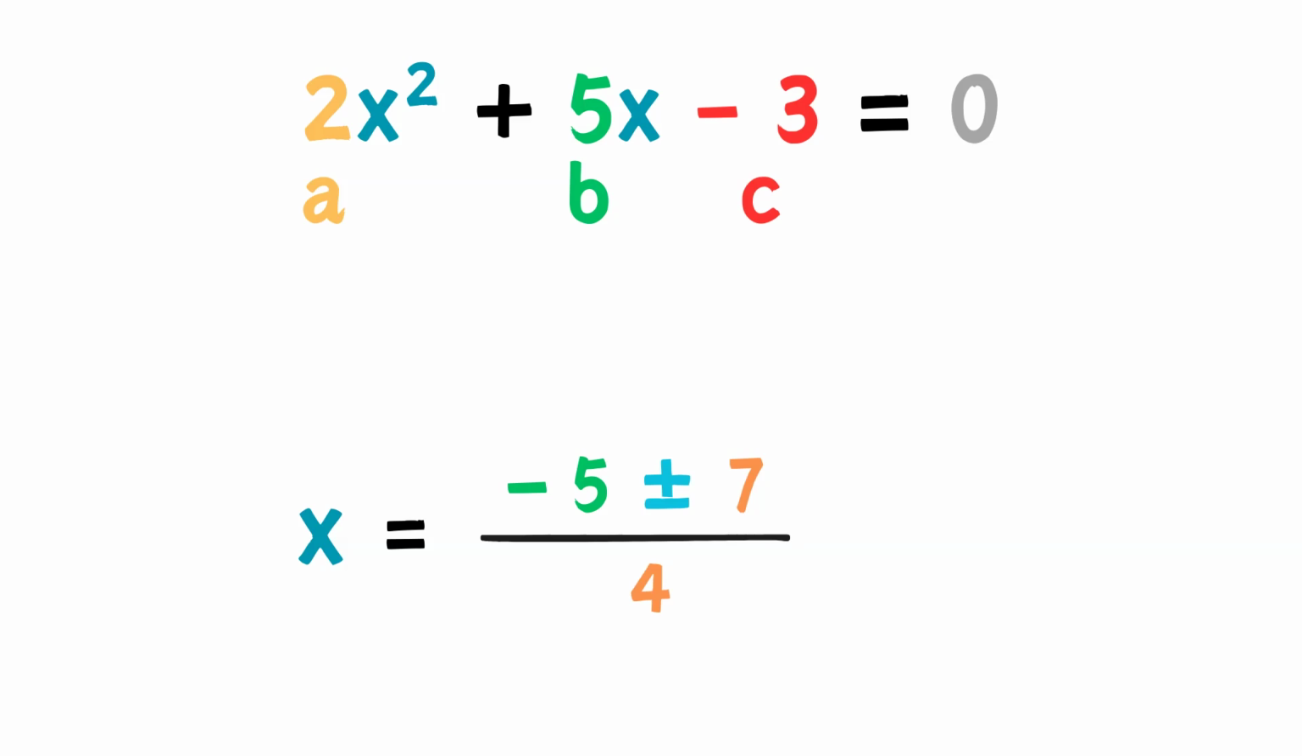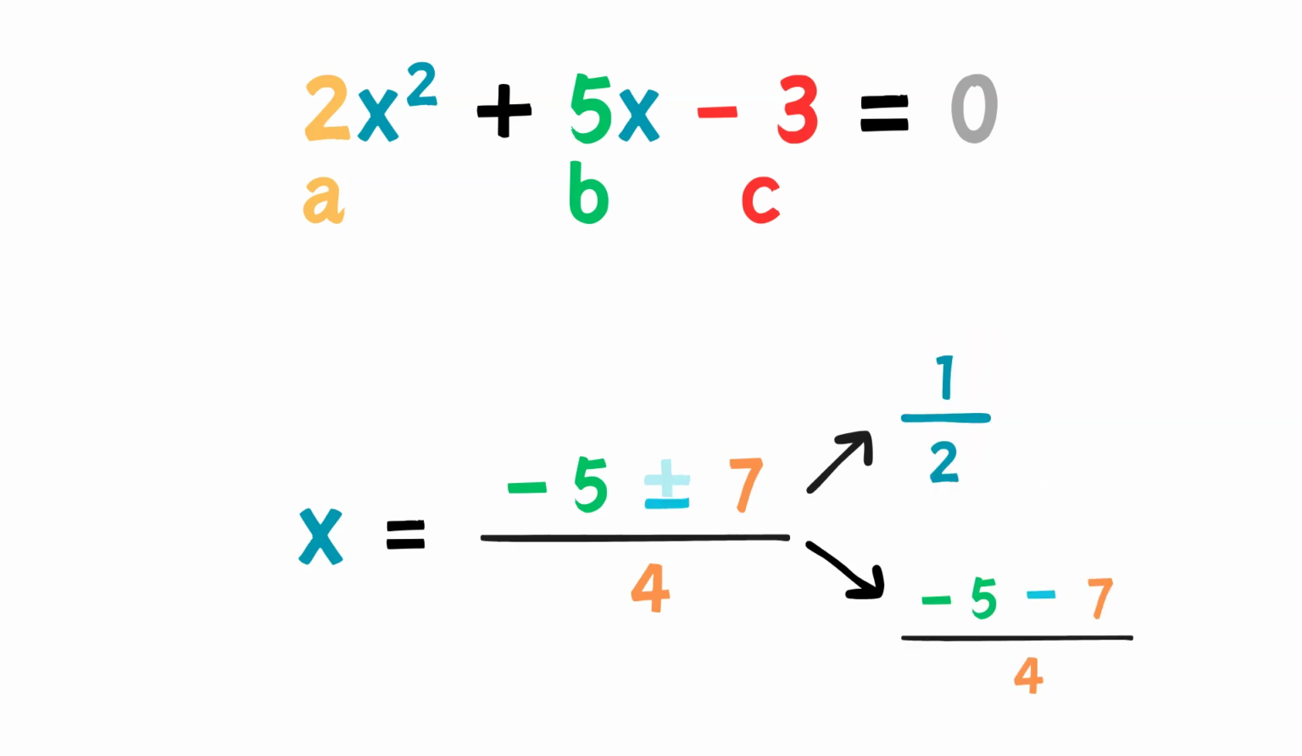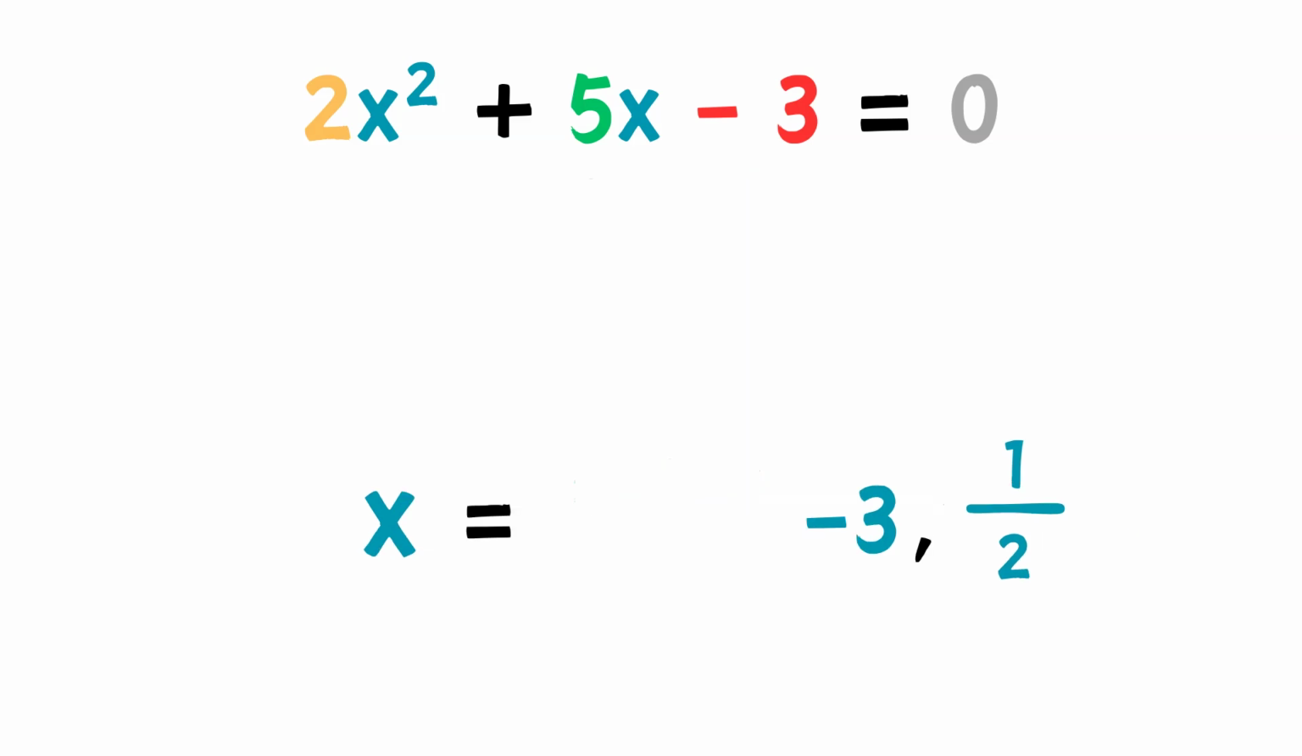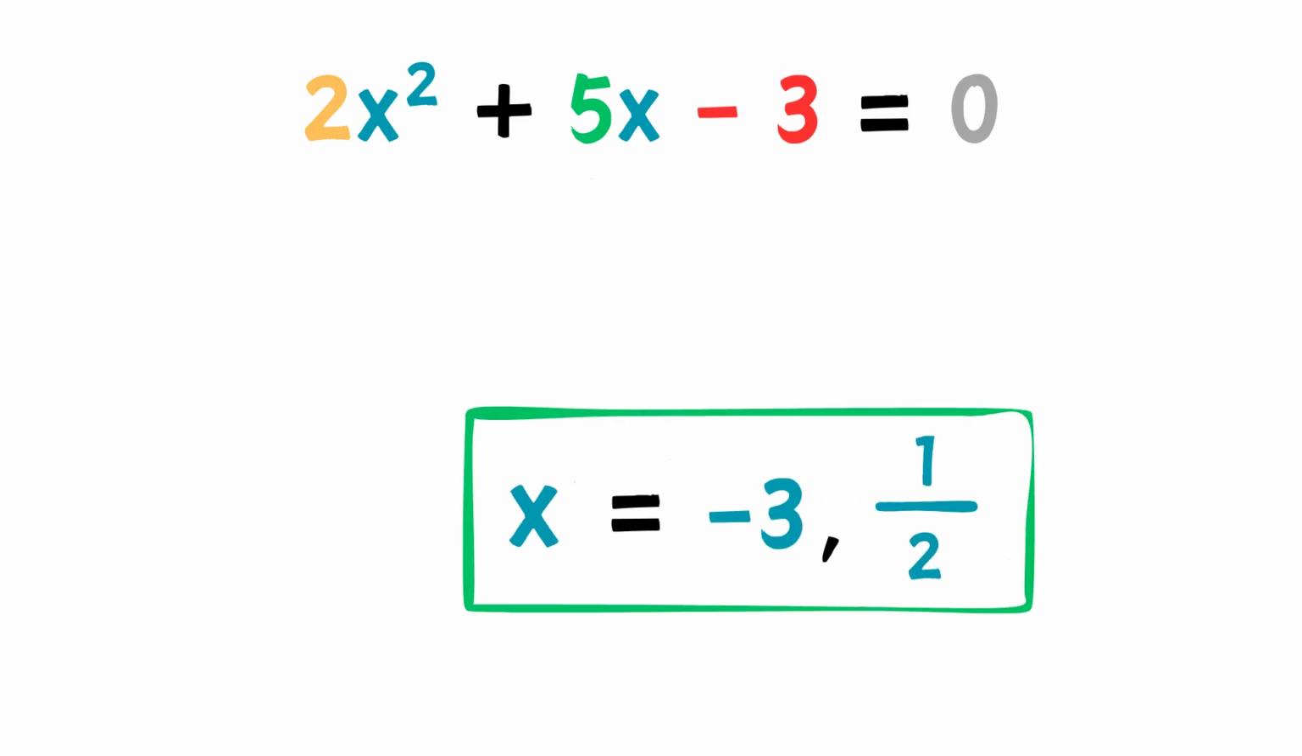And now we can simplify. Negative 5 plus 7 is 2, and 2 over 4 is 1/2. Negative 5 minus 7 is negative 12. Negative 12 over 4 is negative 3. So our roots are negative 3 and 1/2. And why don't we check our work to make sure?